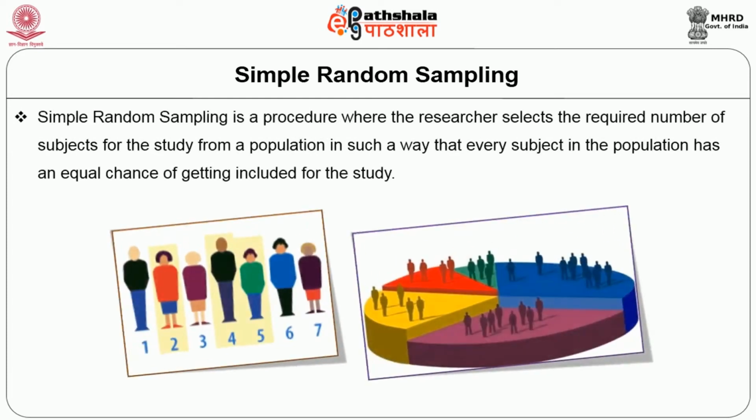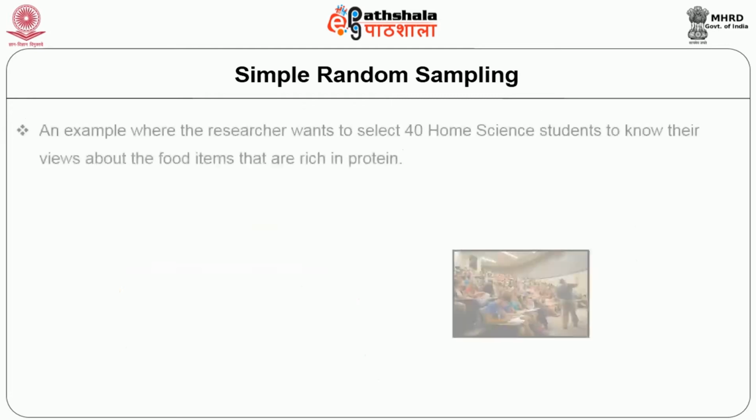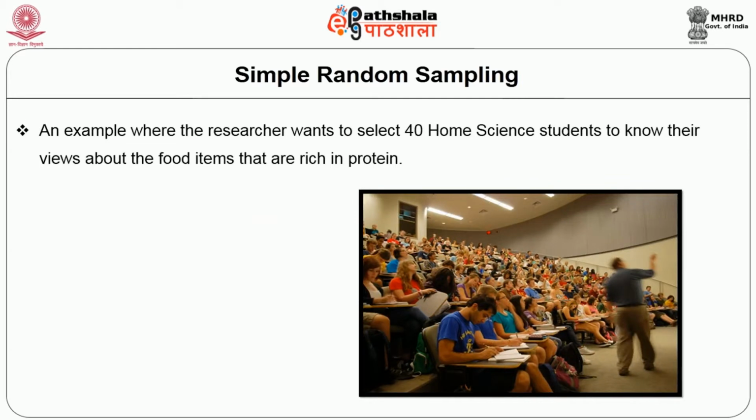Simple random sampling is a procedure where the researcher selects the required number of subjects for the study from a population in such a way that every subject in the population has an equal chance of getting included for the study. Let us take an example where the researcher wants to select 40 home science students to know their views about the food items that are rich in protein.